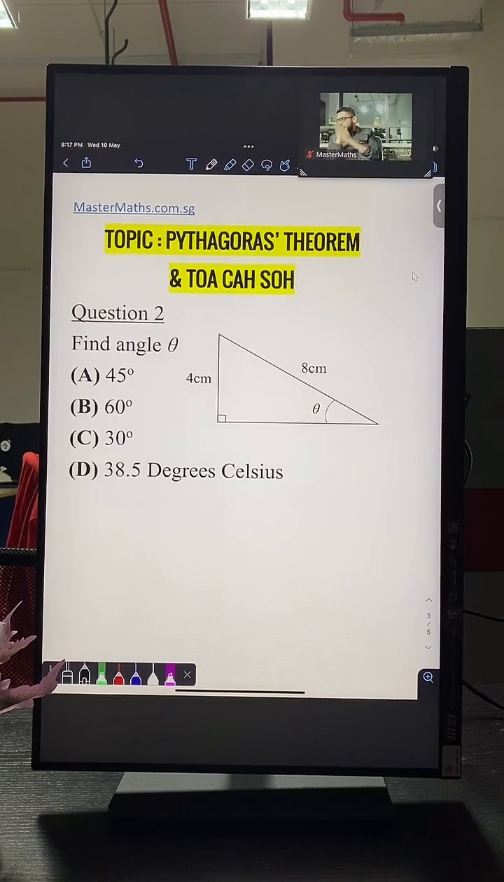Okay, Jimin, I think she used TOA CAH SOH probably. Alright, she used TOA CAH SOH. Guess! Oh my gosh, you cannot be guessing things. Guys.